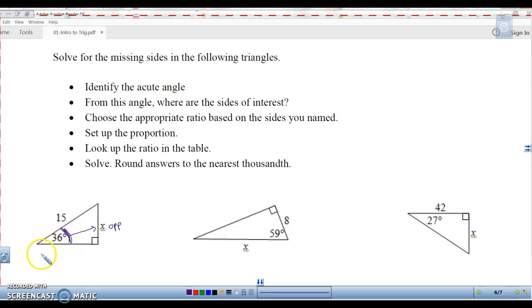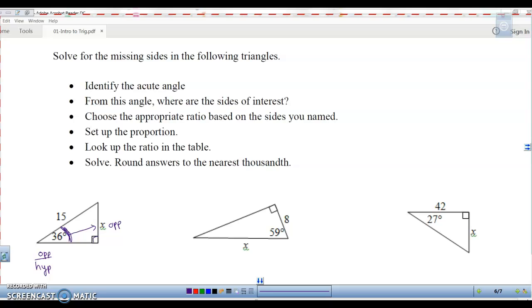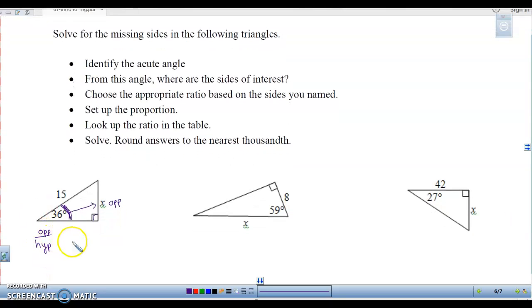So this is opposite, and we are comparing it to this side of the triangle. Well, since this is the right angle, this side across from it is always going to be the hypotenuse. The hypotenuse is always across from the right angle. So we are going to use the ratio of opposite over hypotenuse. Now we are given opposite is x, hypotenuse is 15.